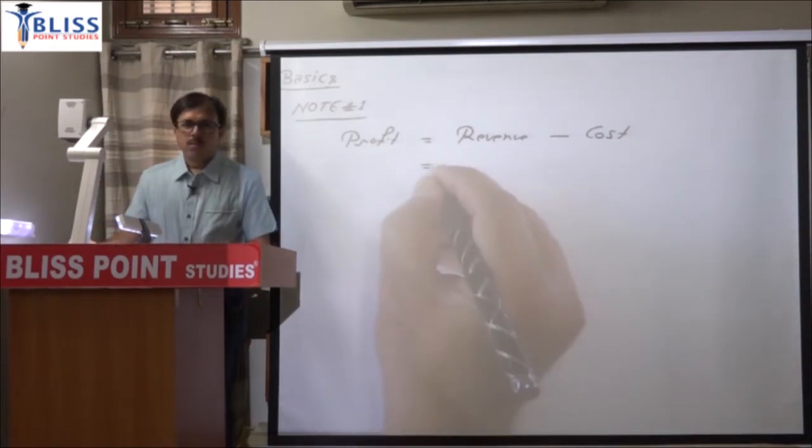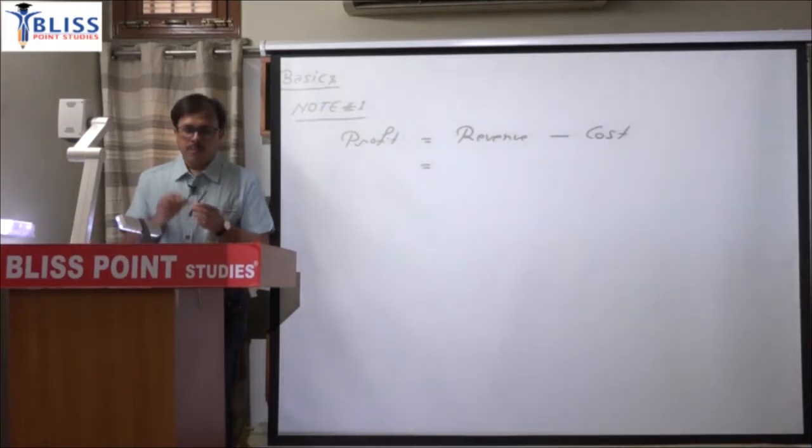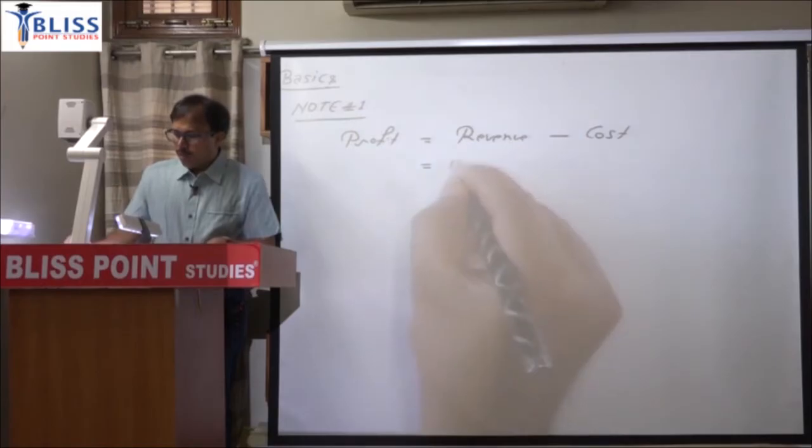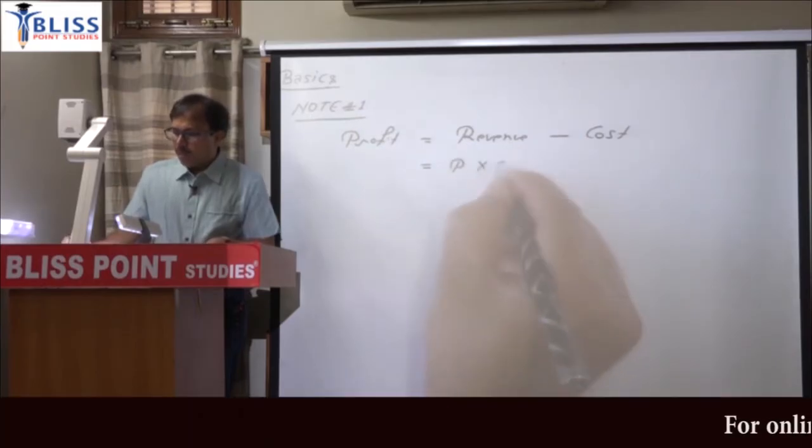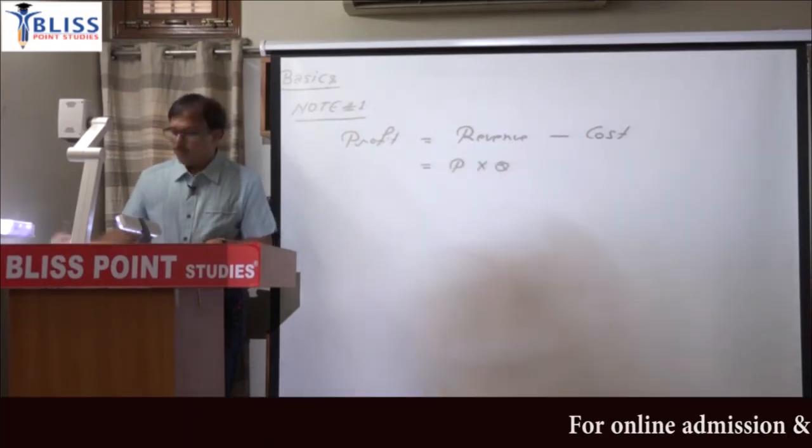And revenue means how much is the total, for example, a firm has produced 10 pens, the price of each pen is 20 rupees, so its revenue will be 200 rupees. So how to calculate? Price multiplied by quantity, that will be the total revenue.